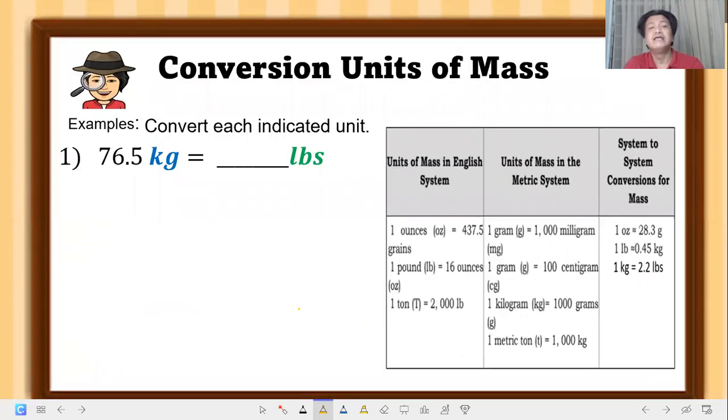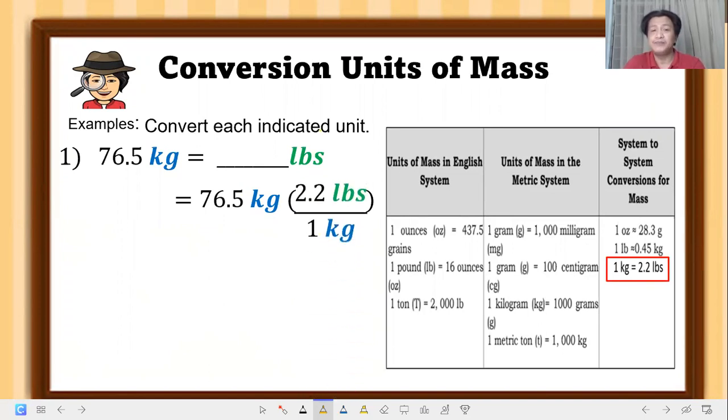Okay, let's have number 1. Let's convert 76.5 kilogram is equal to how many pounds? Okay, so first you're going to set up into dimensional analysis, then you can now multiply. Ano nga yung multiply natin na kung saan yung denominator ay kaparehas dun sa unit sa given? Okay, kasi kailangan makuha natin yung pounds. You are going to use the conversion factor. 1 kilogram is equal to 2.2 pounds. Then you can now set up, okay, unit fraction para ma-cancel natin yung kilograms dyan as unit.